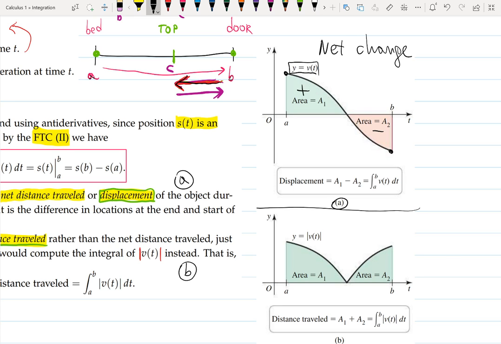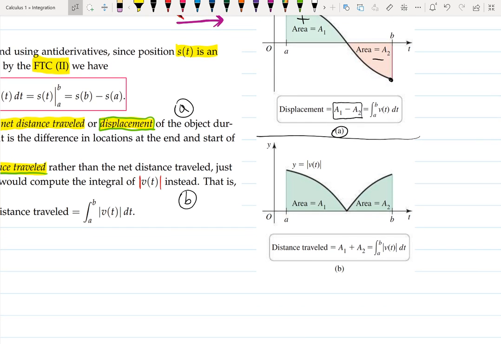That's how we know it. So when I add up two areas, I just know how far I am from the original point. From bed, I am this far to the door. But it doesn't show me how much I actually traveled. So the displacement is A1 minus A2. That's exactly the definition of the definite integral.